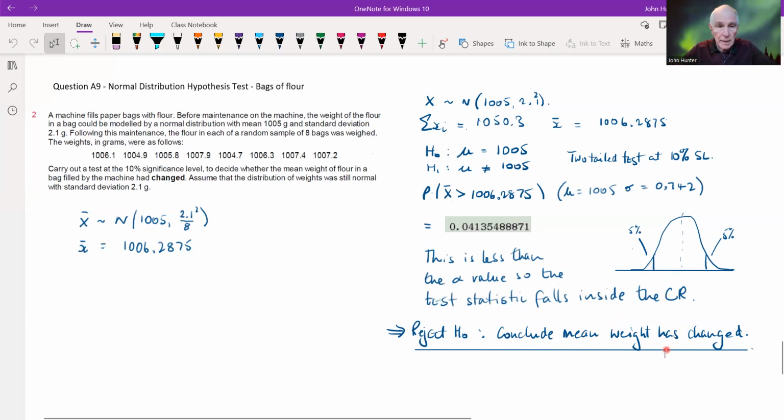Okay, so that is a hypothesis test with the normal distribution, and we also talked about the sampling distribution with reference to the central limit theorem. So hopefully it's been useful, and see you next time.